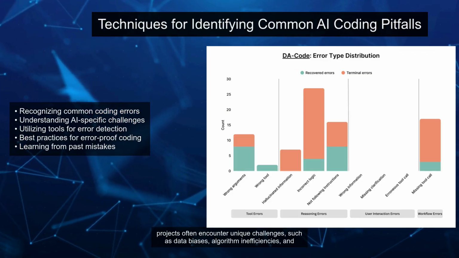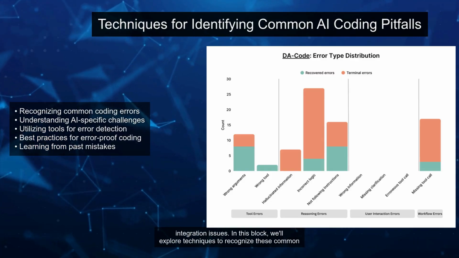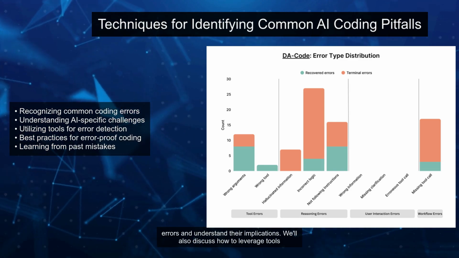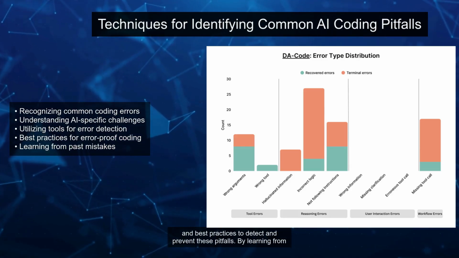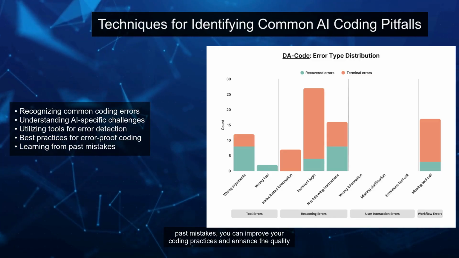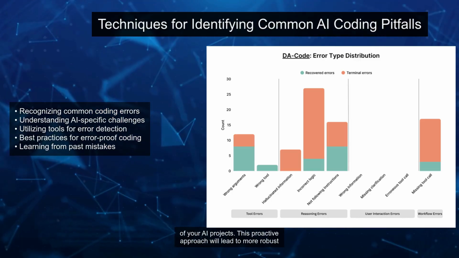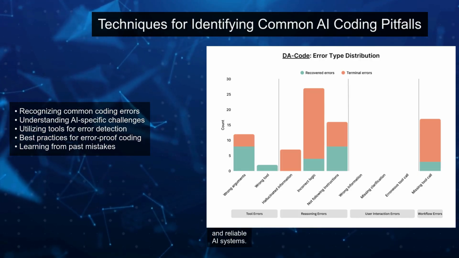AI projects often encounter unique challenges, such as data biases, algorithm inefficiencies, and integration issues. In this block, we'll explore techniques to recognize these common errors and understand their implications. We'll also discuss how to leverage tools and best practices to detect and prevent these pitfalls. By learning from past mistakes, you can improve your coding practices and enhance the quality of your AI projects. This proactive approach will lead to more robust and reliable AI systems.